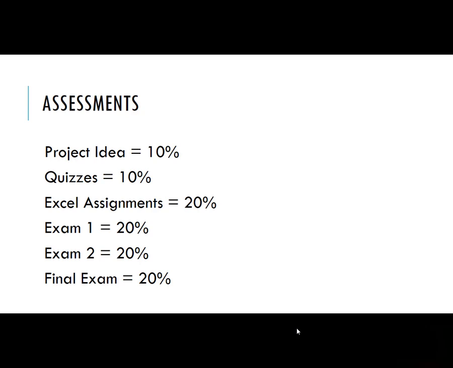How are you going to get graded in the course? Again, if you look at the syllabus, here's the breakdown. There's a project idea that you need to hand in at the end of the semester. That's worth 10% of your grade. It's a written assignment. Yes, I expect you to be able to write English cohesively and comprehensively and make it sound good. There are quizzes. Drop the lowest quiz, use the other ones to calculate the 10% score there. Excel assignments, again, drop the lowest one and use the other ones for 20%.